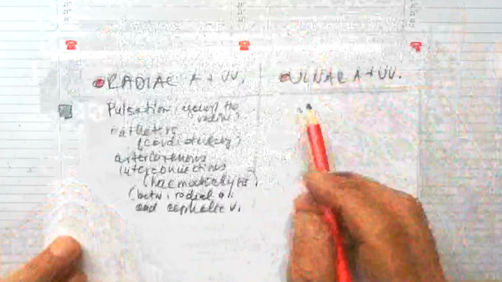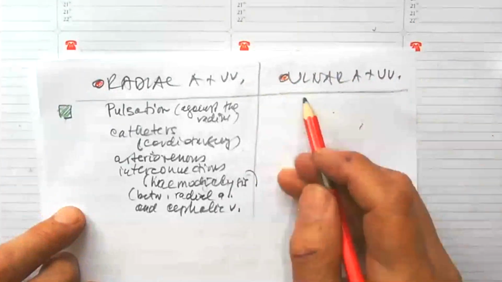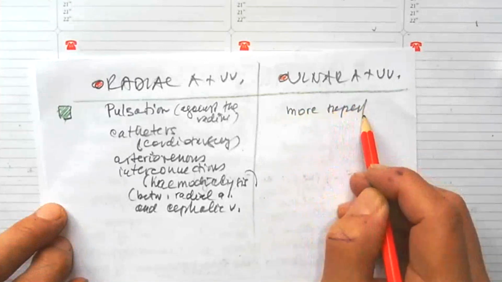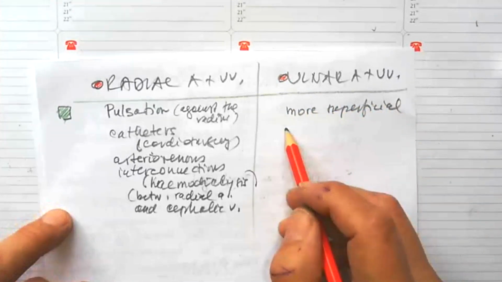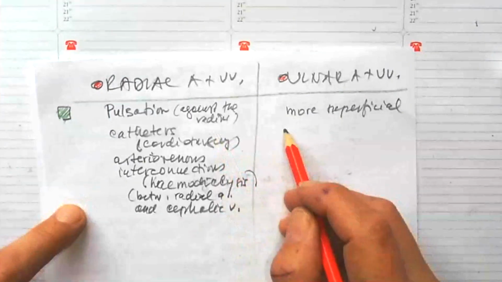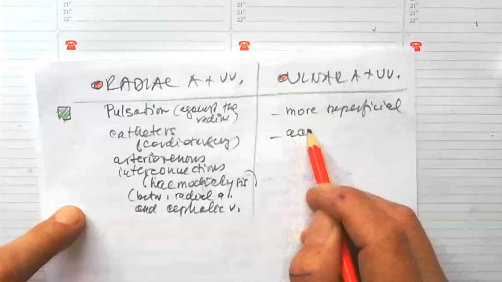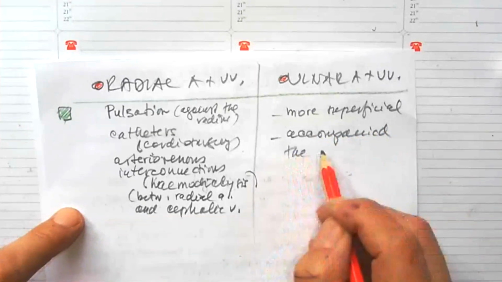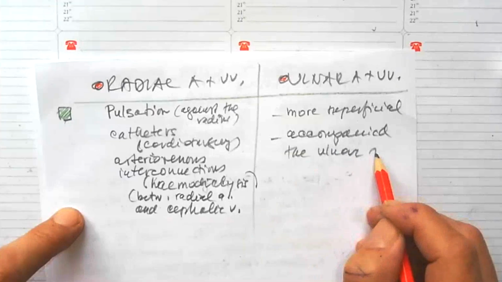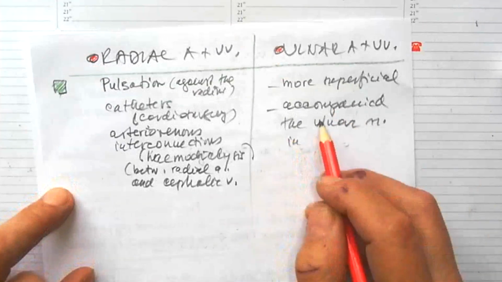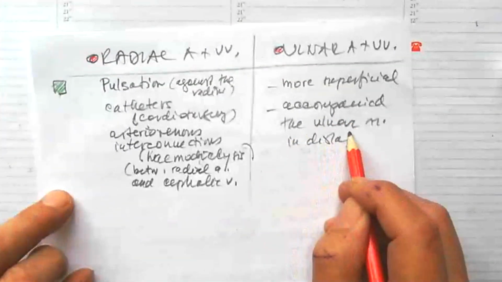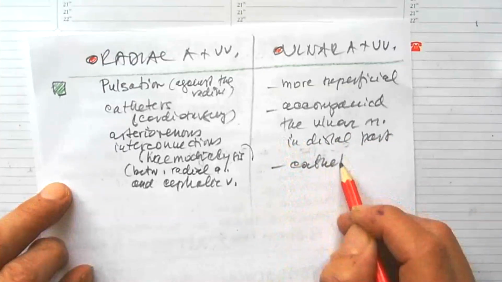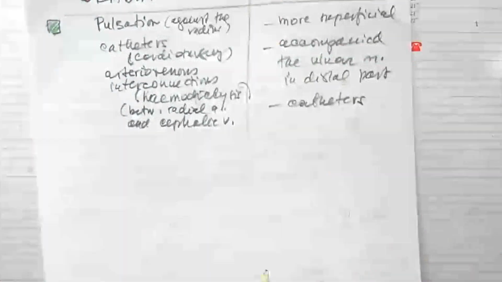Fine. And concerning the ulnar artery, it is more superficial, especially in the distal part, than the radial artery. Then it is accompanied by the ulnar nerve in the distal part of the whole region, and again is also used for catheters for cardiosurgery. Good.